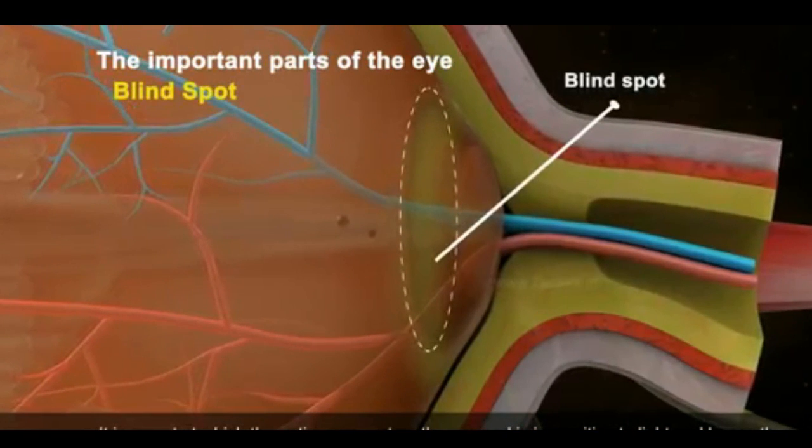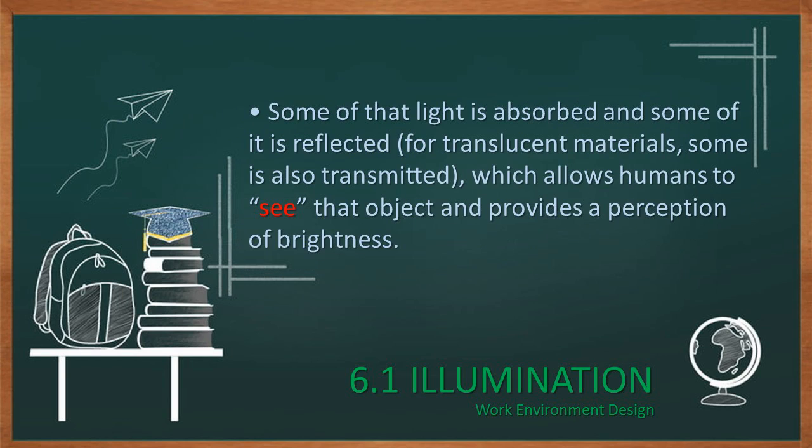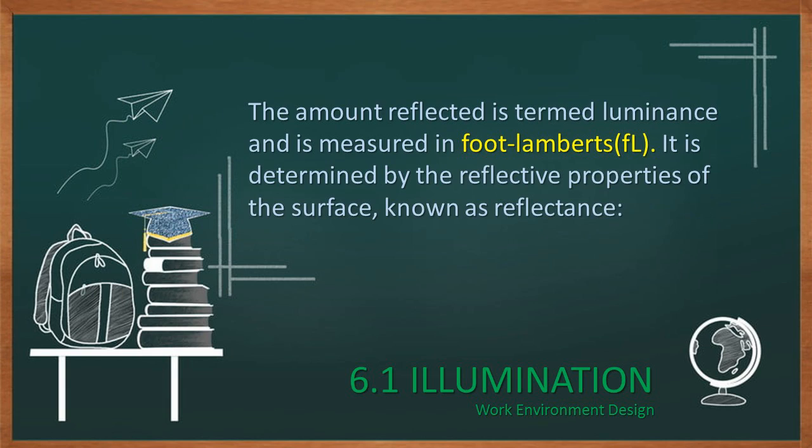Light emanates spherically in all directions from the source, with one CD source emitting 12.57 lumens, LM, as determined from the surface area of a sphere, 4πr². The amount of light striking a surface, or a section of the sphere, is termed illumination or illuminance and is measured in foot-candles, FC. Some of that light is absorbed and some of it is reflected for translucent materials. Some is also transmitted, which allows humans to see that object and provides a perception of brightness. The amount reflected is termed luminance and is measured in foot-Lamberts, FL.